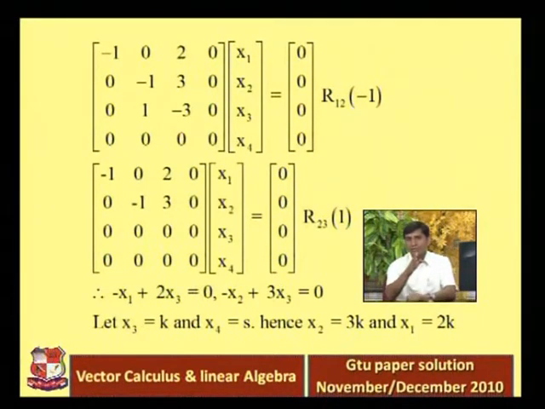In the first column we have a leading entry, in the second column we have a leading entry, in the third and fourth columns we don't have any leading entry, so that's why we take x3 is equal to k and x4 is equal to s. And corresponding to these two values you will get x2 and x1, that is x2 is equal to 3k and x1 is equal to 2k. Just put the values k and s in the previous equations, so you will get x2 is equal to 3k and x1 is equal to 2k. So you will get two eigenvectors corresponding to lambda is equal to 1.